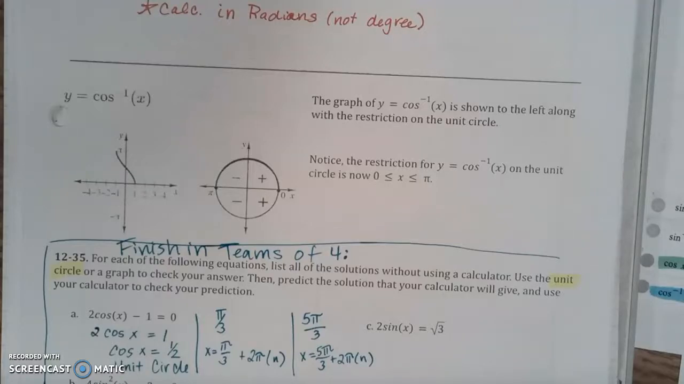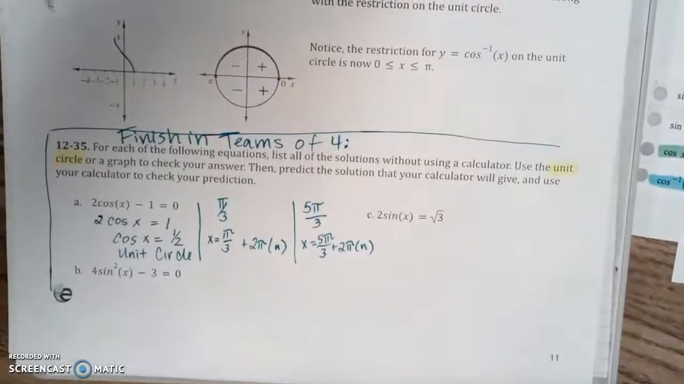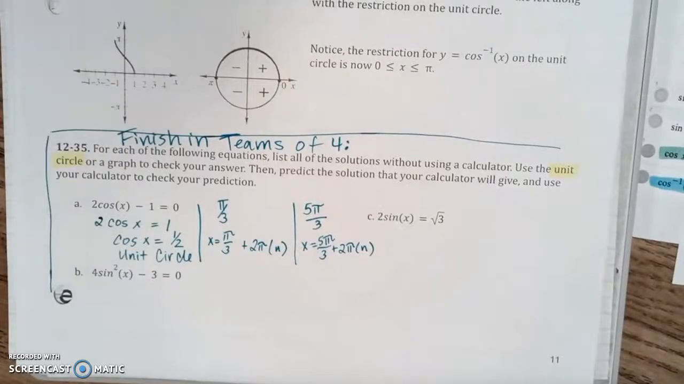So with your teams of 4, you're going to finish question 35. It says, for each of the following equations, list all the solutions without using a calculator. Use your unit circle or a graph to check your answer. Then predict the solution that your calculator will give and use your calculator to check your prediction. So for part A, I did for you. Parts B and C, you're going to do in your groups.